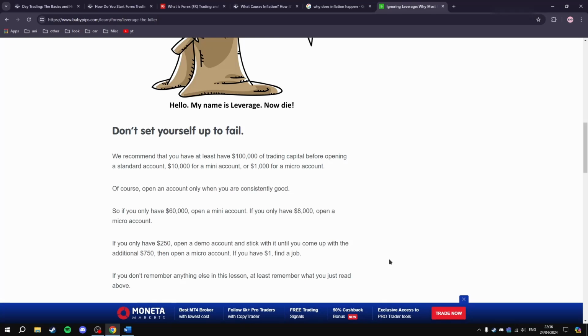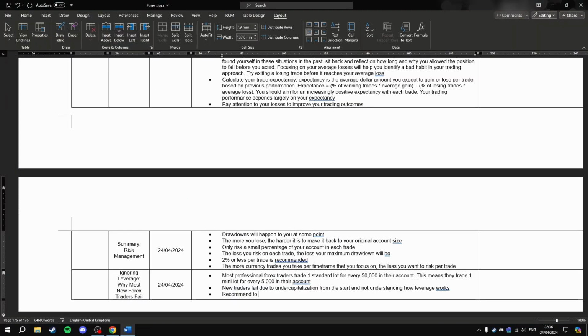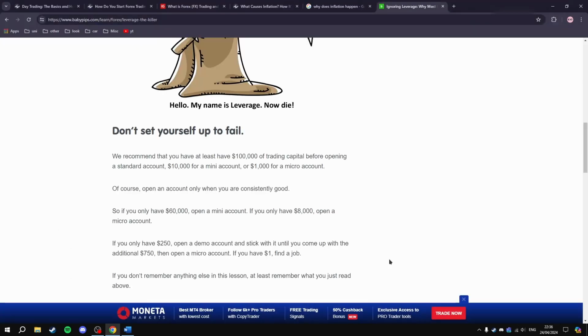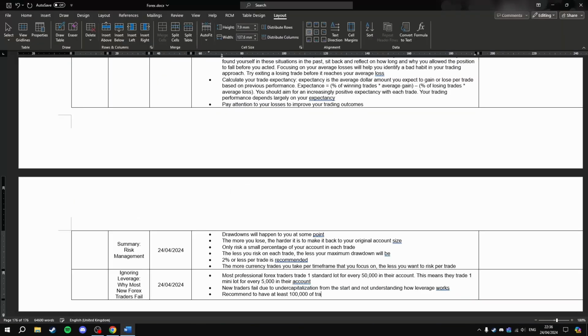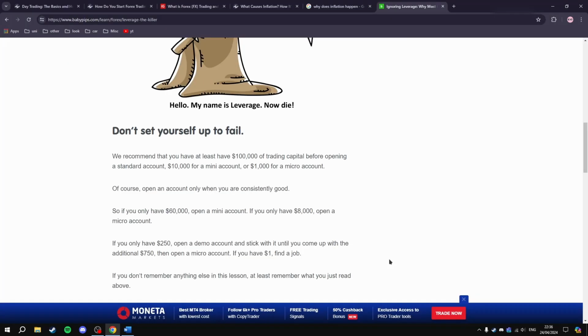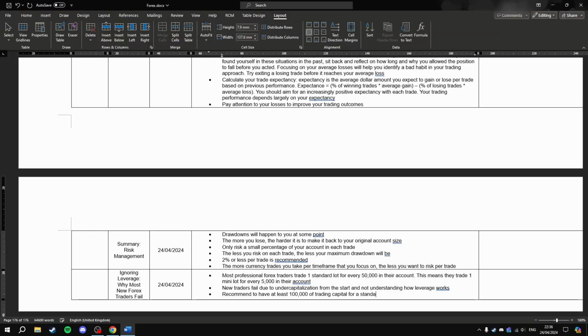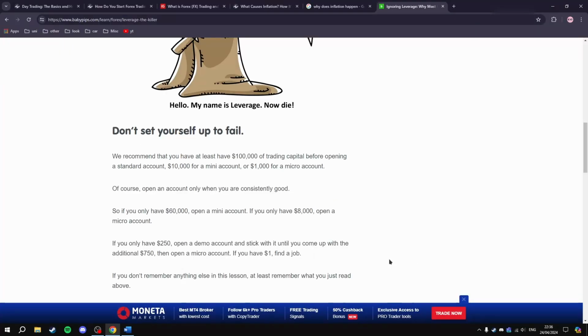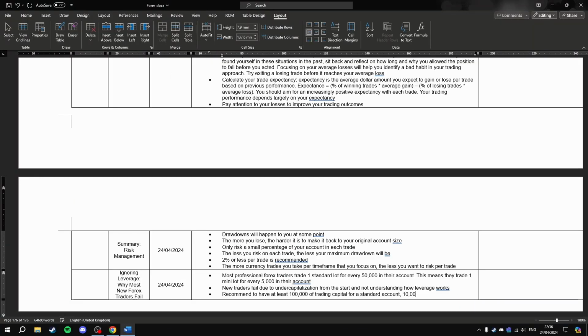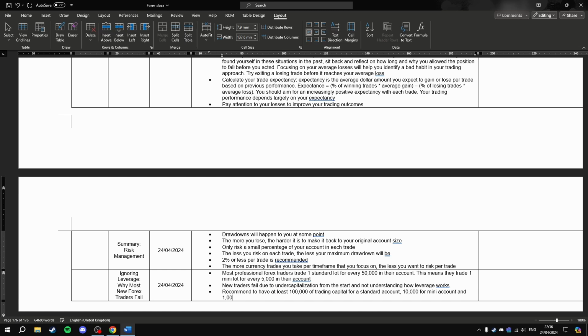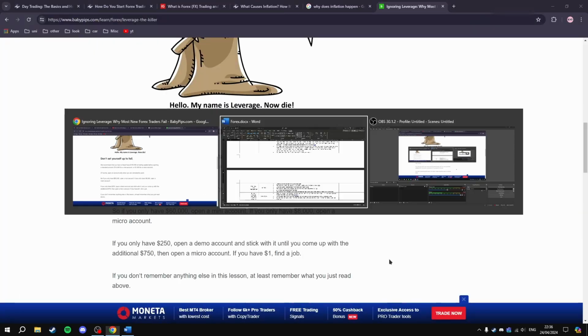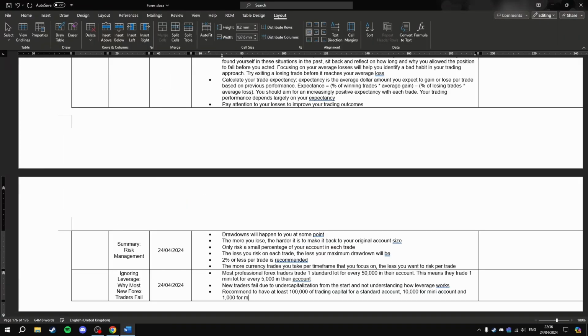We recommend having at least 100,000 of trading capital for a standard account, 10,000 for a mini account, and 1,000 for a micro account.